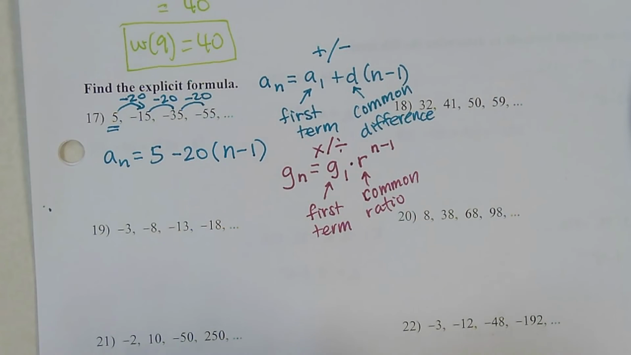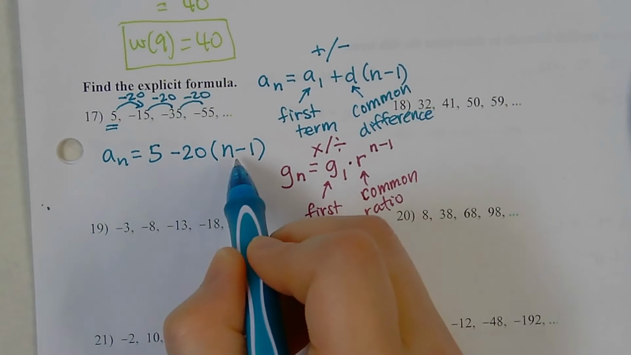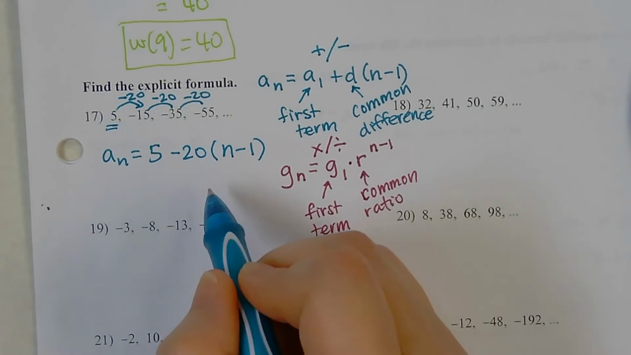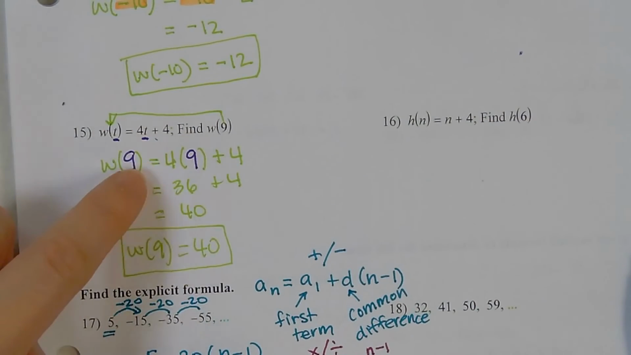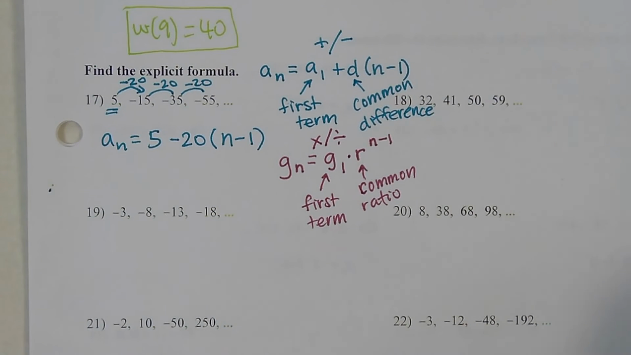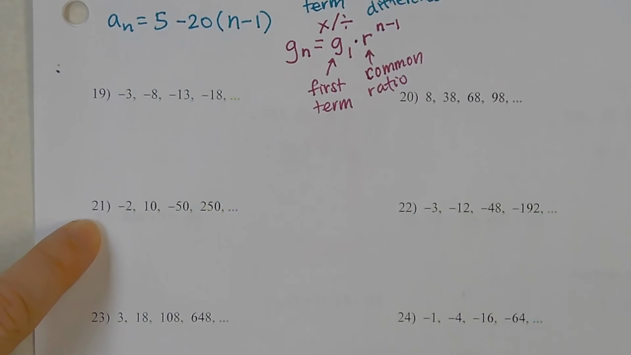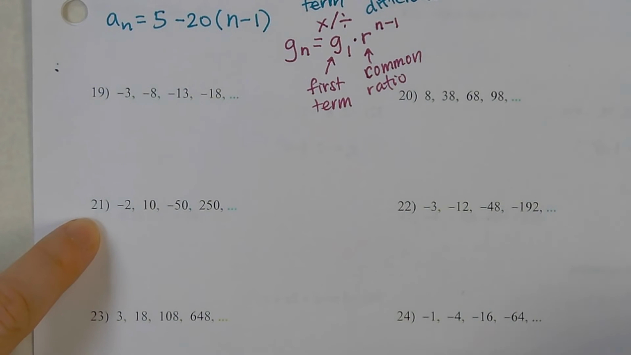So let's say if we wanted the 100th term, right? We just plug in 100 for the n, and we just simplify it, just like how we would have done here. It's just written in a little bit different way. That's it.